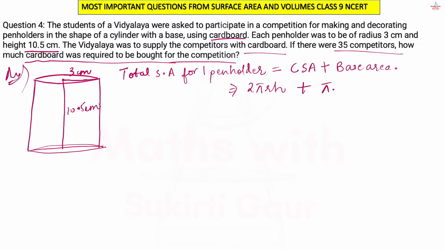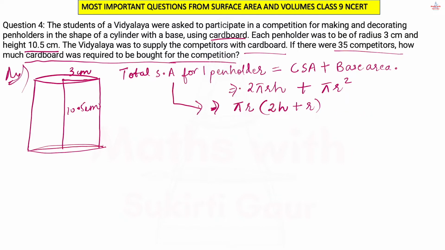So it has an area of pi r square. So here we have created our own formula, right? You can take pi common, r common, and inside it will be 2h plus r. Okay, so this is the total surface area for one pen holder.